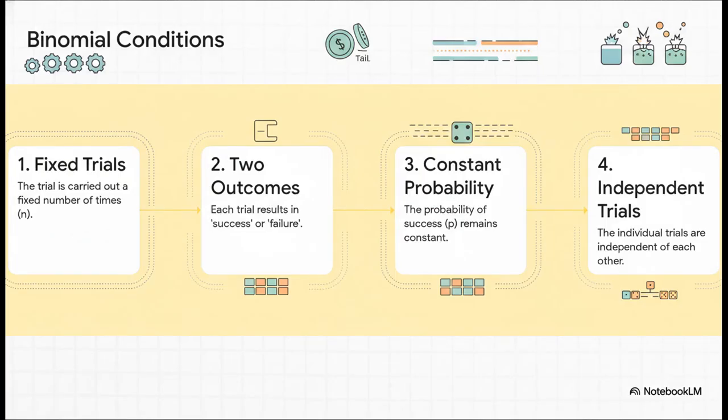Now, for the binomial distribution to work its magic, these four conditions have to be met. First, you need a fixed number of trials. You decide beforehand you're flipping the coin 10 times. Second, each trial has to be a simple success or failure. Third, the probability of success can't change from one trial to the next. And finally, the trials have to be independent. The outcome of one coin flip can't affect the next one.